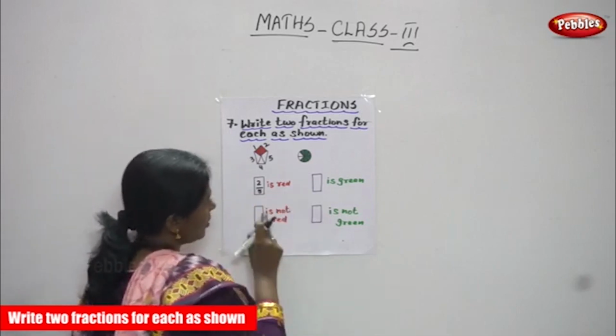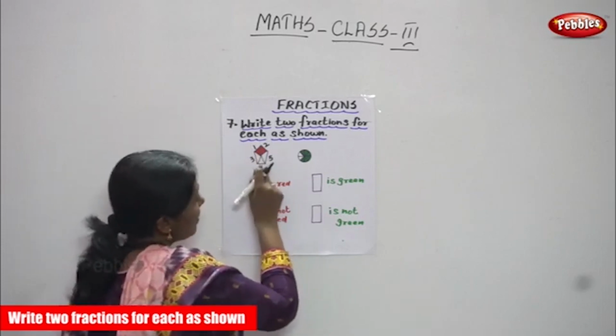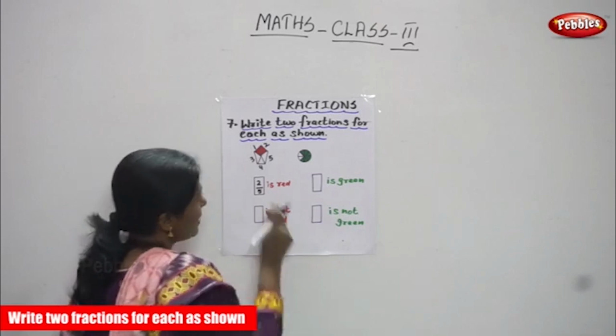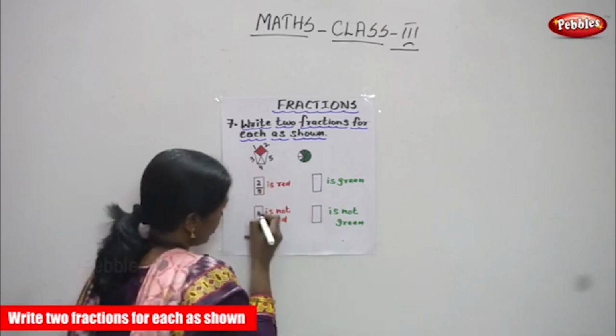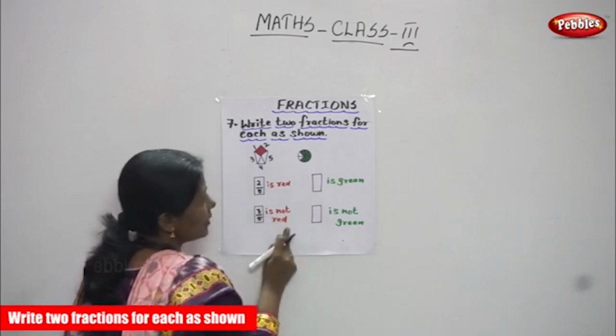Next question. So is not red. How many parts are not red? 3, 4, 5. Now the remaining 3 parts are not red in color because I didn't shade them. So we have to write 3 by 5 is not red in color.